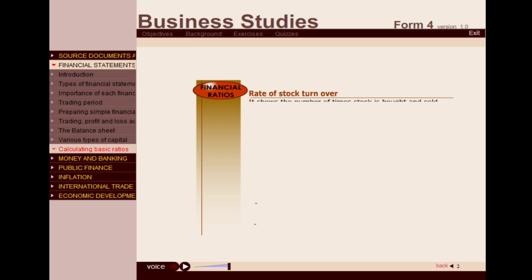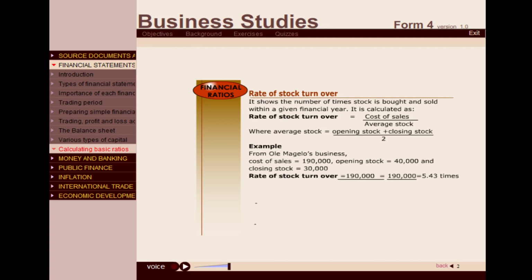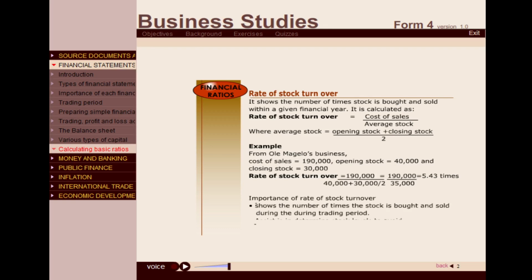Rate of stock turnover. It shows the number of times stock is bought and sold within a given financial year. It is calculated as rate of stock turnover equals cost of sales divided by average stock, where average stock equals opening stock plus closing stock divided by 2.